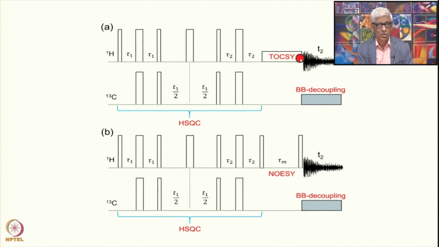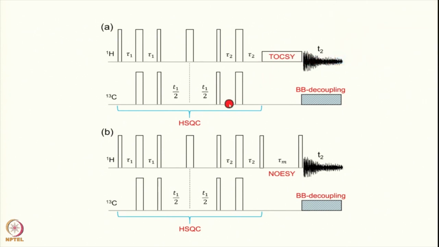Then after this TOCSY you can record this spectrum. What happens during the TOCSY period? The magnetization which has come back on a particular starting proton will get relayed to other protons through the TOCSY mixing. So this TOCSY mixing relays, as we discussed before, to other protons through the sequence. Therefore, at a particular carbon 13 you will see all these protons which are connected in the network.